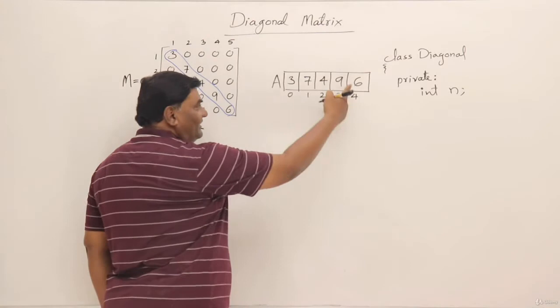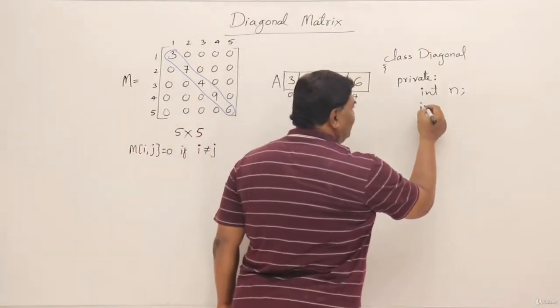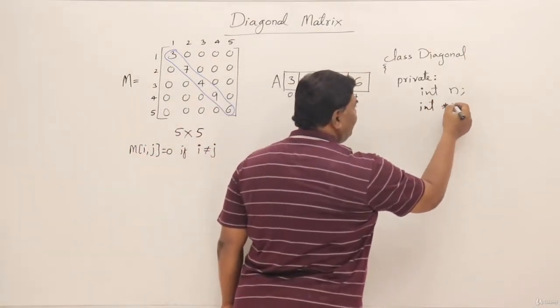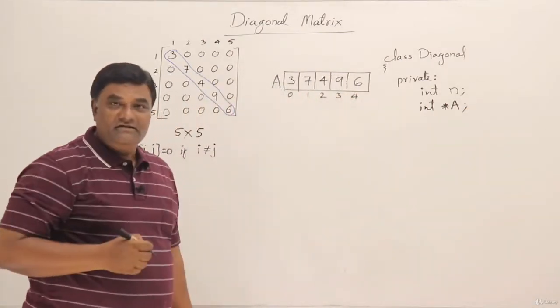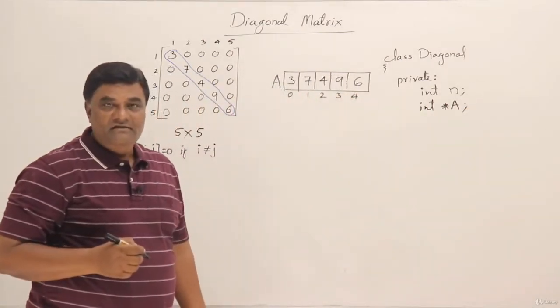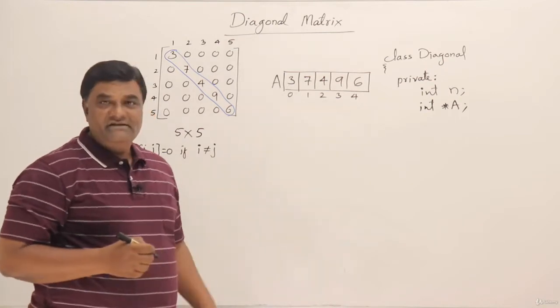Then we need an array. For this array, I will not create an array, but I will take a pointer so that I can dynamically create an array. That's all. These are the two things I need.